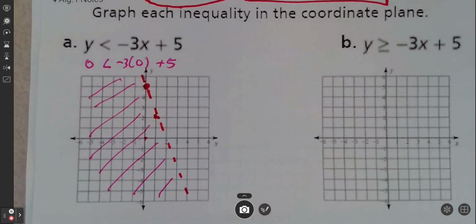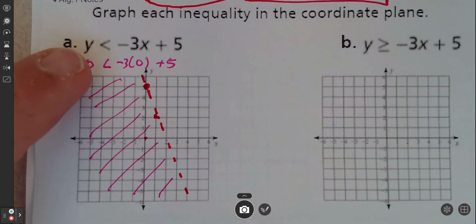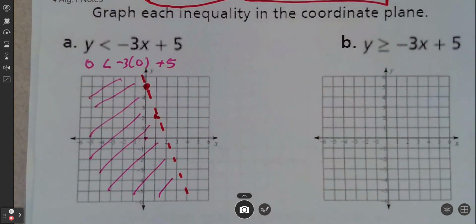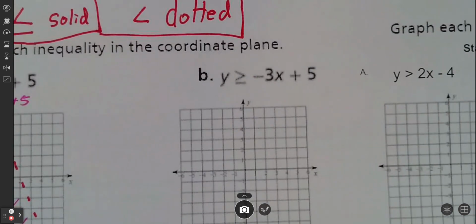So does it, I'm assuming it does, but if it was facing towards the line, would that change the graph? Would that change the line? The shading. It would change the shading, but not the line. The line would be the same. Okay. Now, some people are going to notice that because it says y is less than, that shades a certain way, but I like the 0, 0 method better because it's a little bit more foolproof. Okay. So let's try the next one.